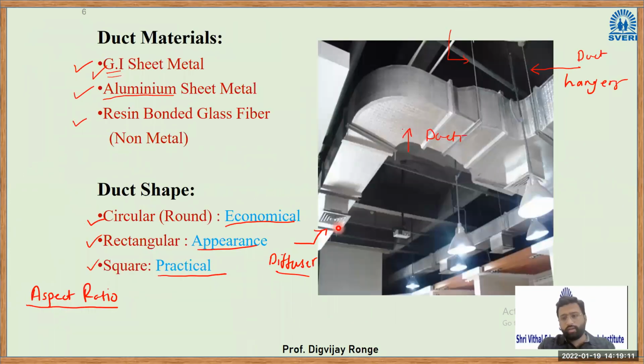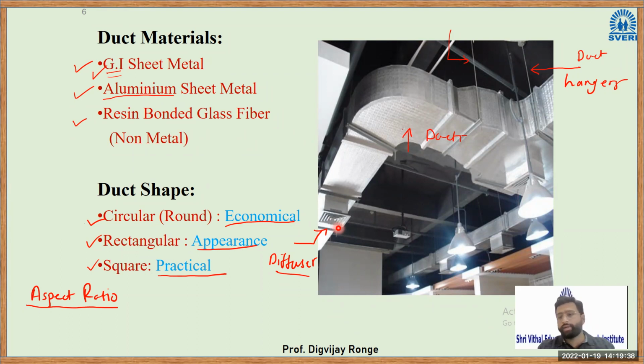What are the duct materials used generally? Generally, ducts are made up of GI sheet metal, then aluminum, then resin bonded glass fiber. But as I have seen, most of the ducts are of GI sheet metal, and in some cases they use aluminum also. Wherever you want to do cost cutting, in that case you can go for aluminum.